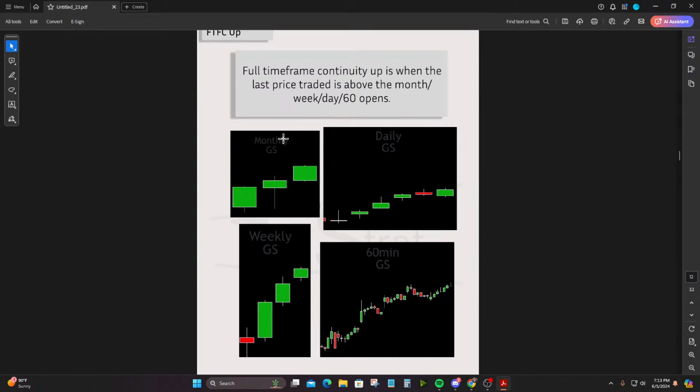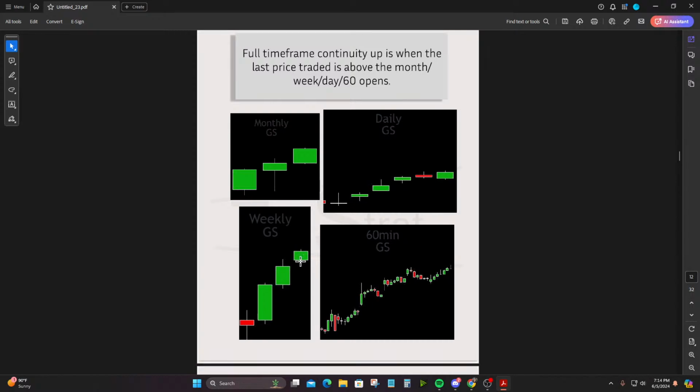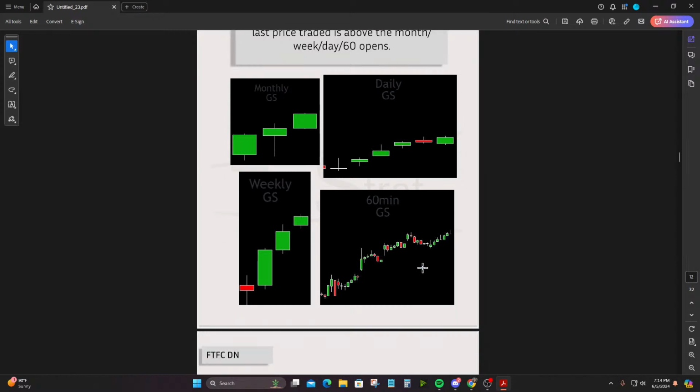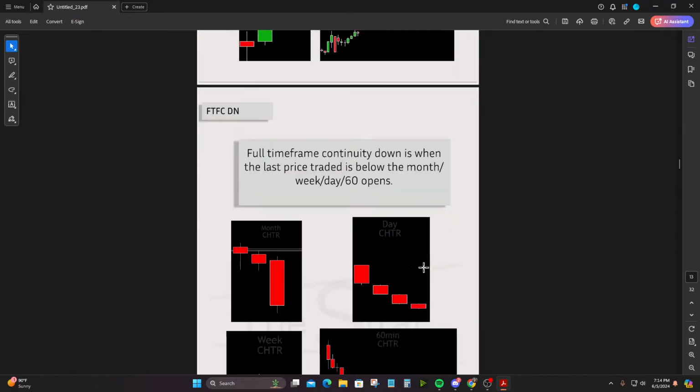So you can see here, monthly, this is the open, and we're above it, so we're green. This is the daily open, we're above it, so we're green. This is the weekly open, we're above it, so we're green. And then the 60s, we're above it, so we're green. So that's how we determine full time frame continuity.